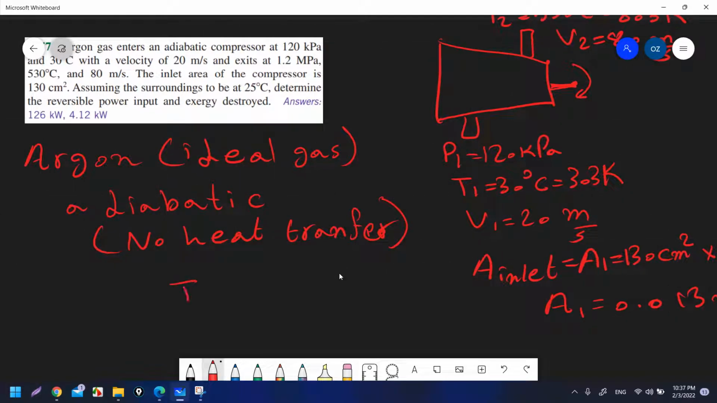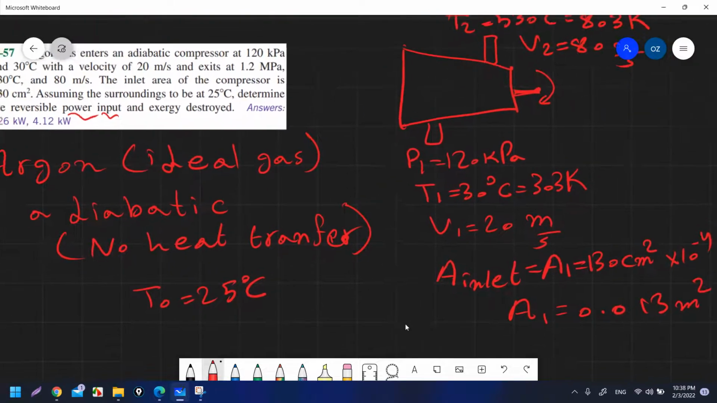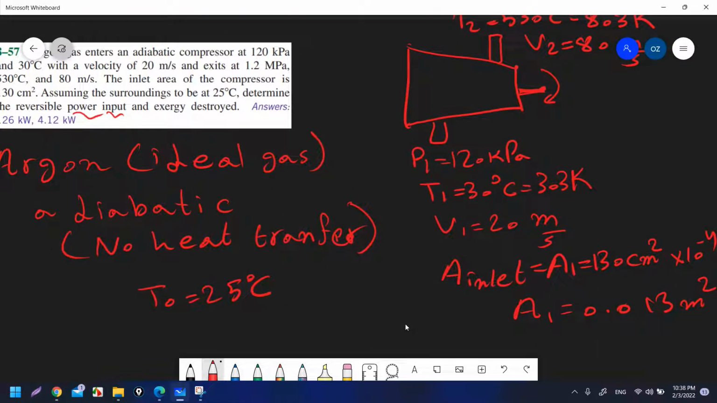Assuming the surroundings T naught is 25 degrees Celsius, determine the reversible power input and exergy destroyed. So he wants me to find the power input of the compressor, the reversible work, which is power, so it is W dot reversible in. This is part A, and for part B he wants the exergy destroyed.